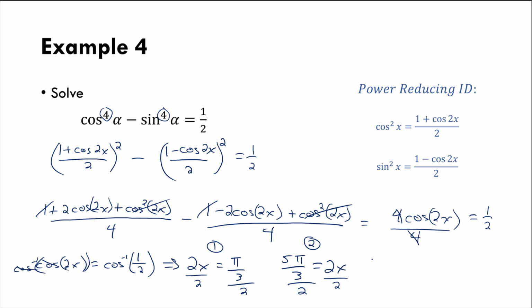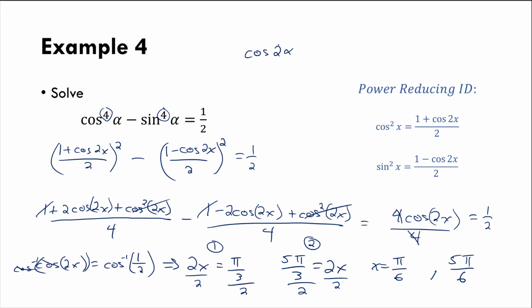So I've got x is equal to pi over 6 and 5 pi over 6, when I solve each of those separately. But now let's think back to the graph of cosine of 2 alpha. I'll write this up here. The graph of cosine of 2 alpha.